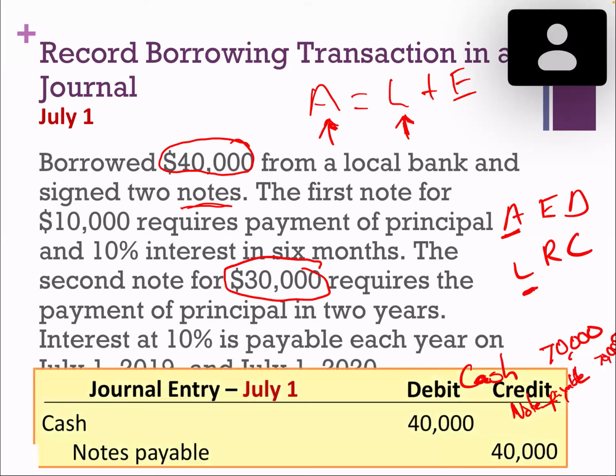Huh, that's interesting. Why is it only $40,000 here? Second note, yeah. Anyways, you could do it in two separate journal entries. You could do it just in one journal entry too.